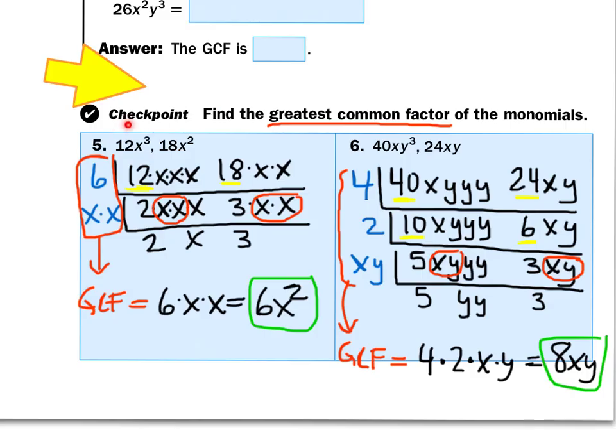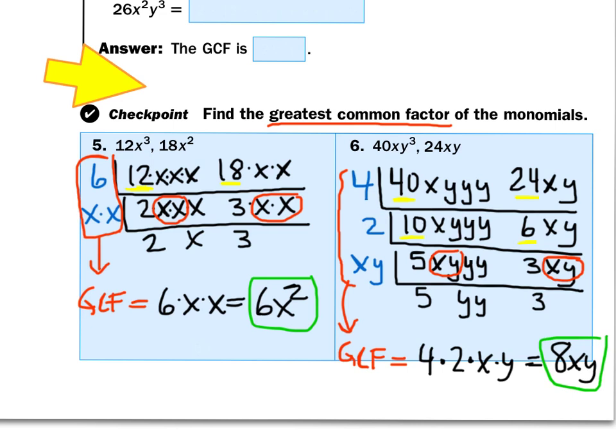All right, so take a look at this checkpoint. Find the greatest common factor of the monomials. So I wrote 12x cubed as 12 times x times x times x, and 18x squared as 18 times x times x. Now remember, start with the coefficients and numbers. Take a look at 12 and 18, and I saw 6 went into both of them, so I put 6 on the outside and I divided. 12 divided by 6 left me with 2, and I brought down all the x's. 18 divided by 6 leaves me with 3, and I brought down the x's.